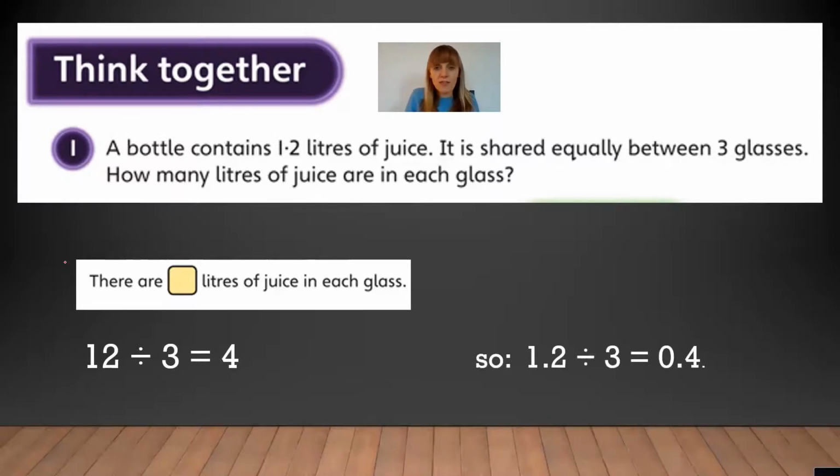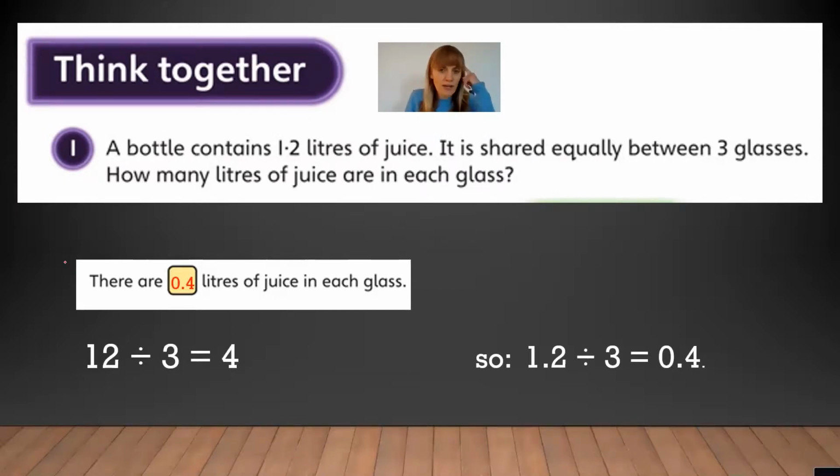So my answer has got to get 10 times smaller because 1.2 is 10 times smaller than 12. So all I've done is I've divided my 4 by 10. Okay, so each glass will get 0.4 litres of juice.